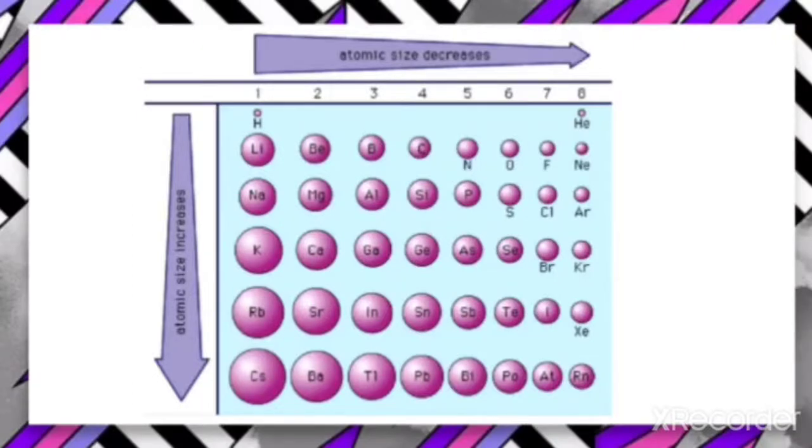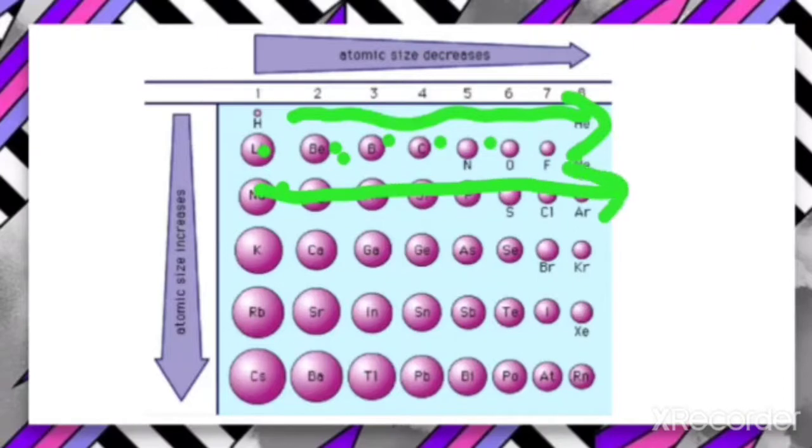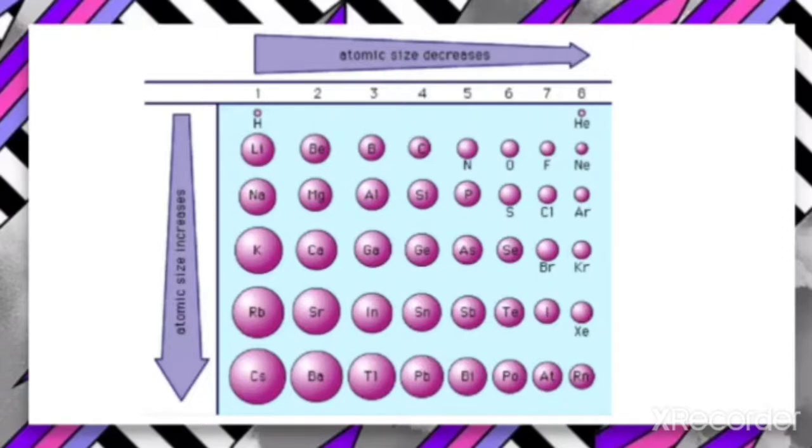When you compare those values, you will find that the atomic radius is decreasing from left to right in the periodic table. That means when you compare the size of lithium with beryllium, beryllium is smaller in size, then boron is smaller than beryllium, then carbon is again smaller, nitrogen again smaller, oxygen again smaller, fluorine again smaller. So when we move from left to right in the periodic table, the size of the atom goes on decreasing.